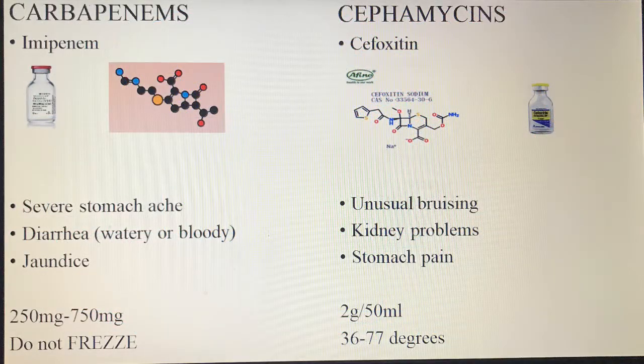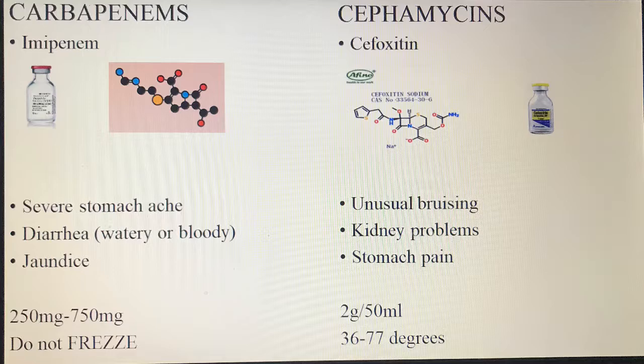Imipenem is a medication that could treat ESBL. The mechanism of action is to inhibit the key enzyme in bacterial wall synthesis. Some side effects are severe stomach ache, diarrhea that could be watery or bloody, loss of appetite, jaundice, seizure, and fever. People who shouldn't take this medication is anyone who's allergic, has epilepsy, meningitis, brain tumor or head injury, and kidney disease.